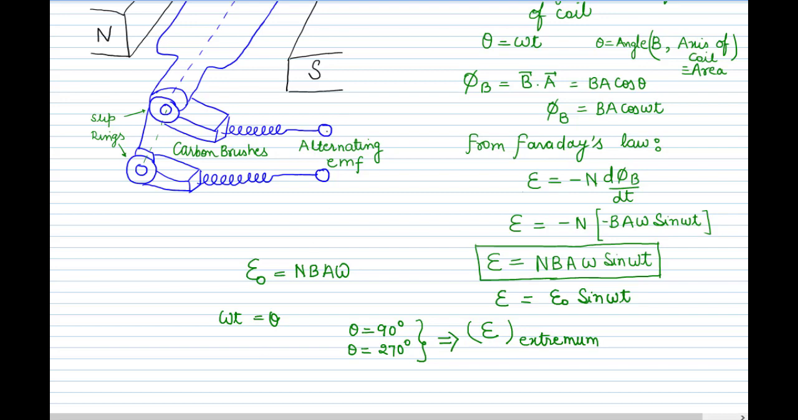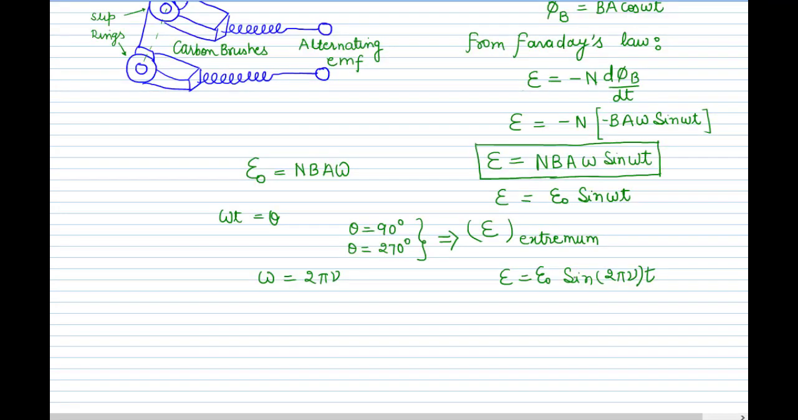Now what we are getting here is the EMF, and that is an alternating EMF. So we can write down our angular frequency as 2 pi nu. Omega is equal to 2 pi nu. So this equation may also be written as E is equal to E naught sine 2 pi nu into t, because omega we have replaced with 2 pi nu. So in this equation we can say that this all is angle, so we can write this down as theta.